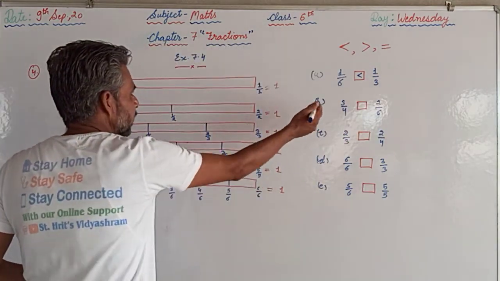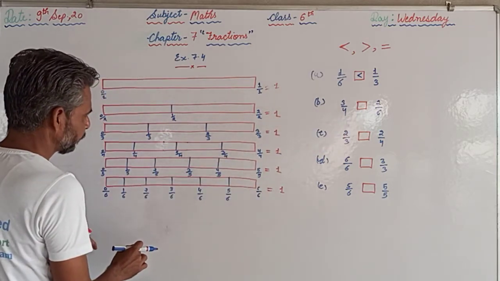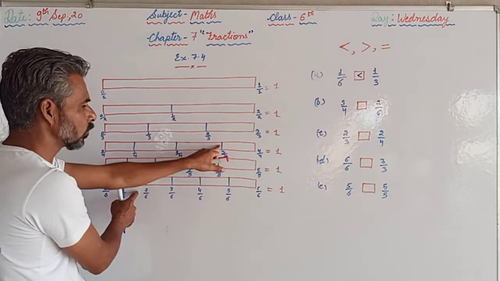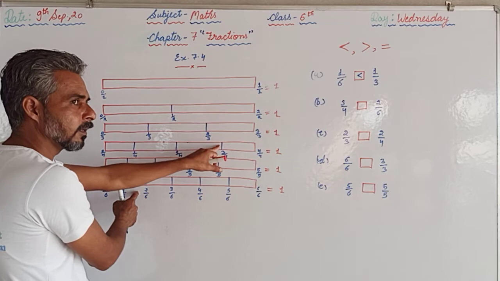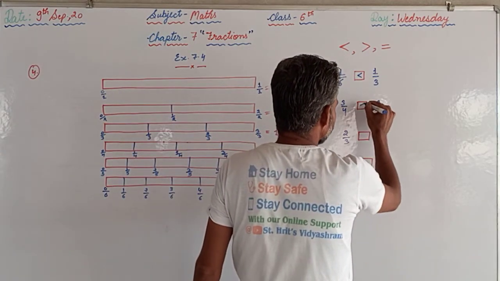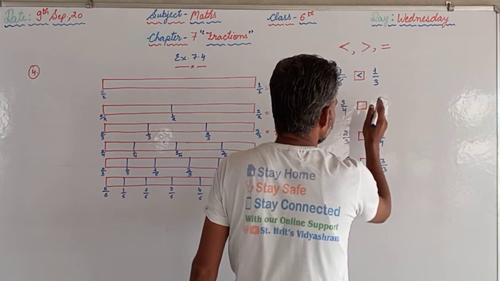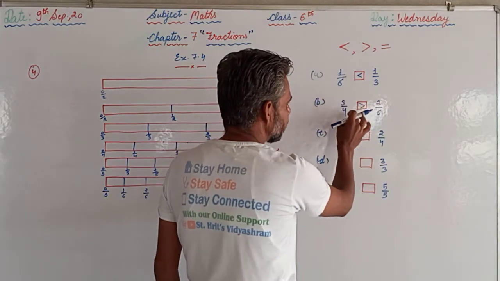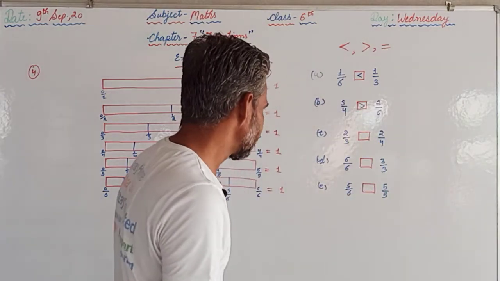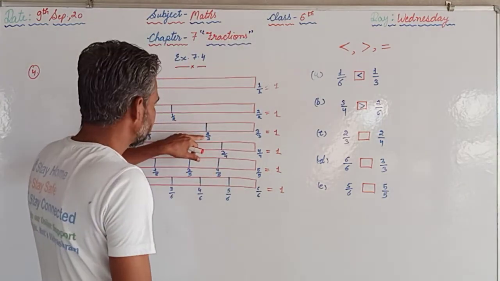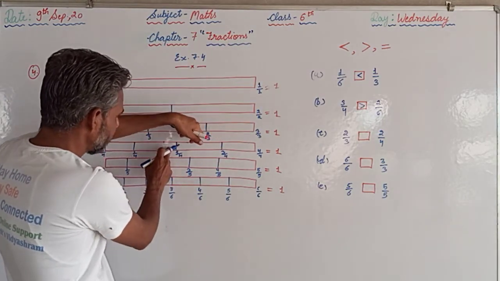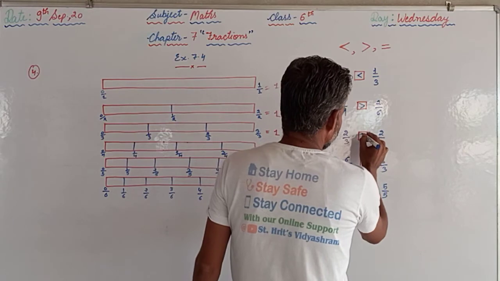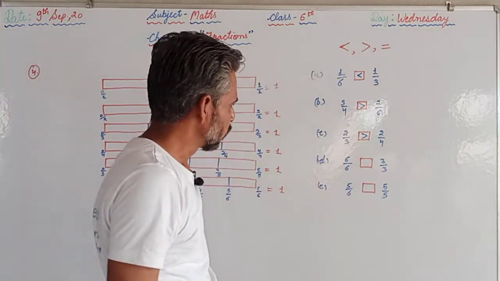At the same time we have the second one, 3 upon 4. Where is 3 upon 4? 3 upon 4 is here, and 2 upon 6 is here. So 2 upon 6 is on the left hand side, so that's why it will be smaller. Now we can check: 6 threes are 18, 4 twos are 8. 18 is greater than 8. Similarly 2 upon 3 and 2 upon 4. 2 upon 4 is on the left hand side, so 2 upon 3 will be greater.